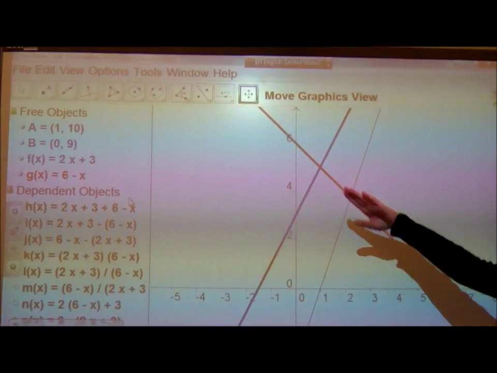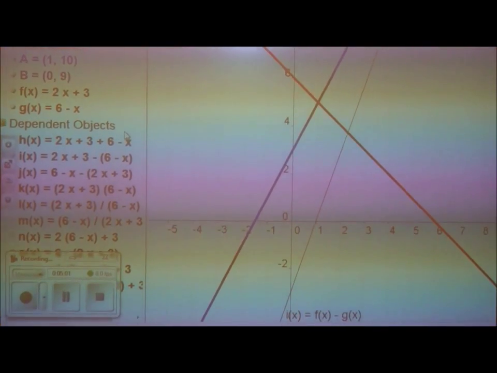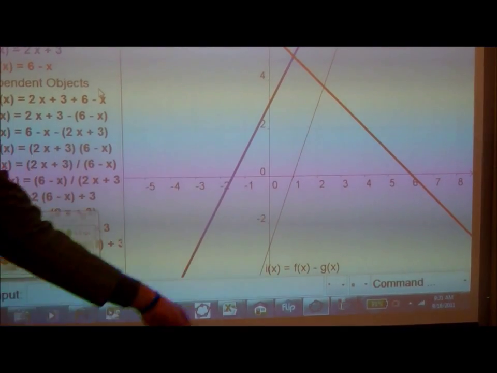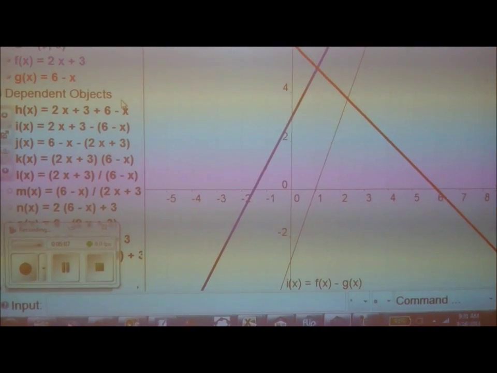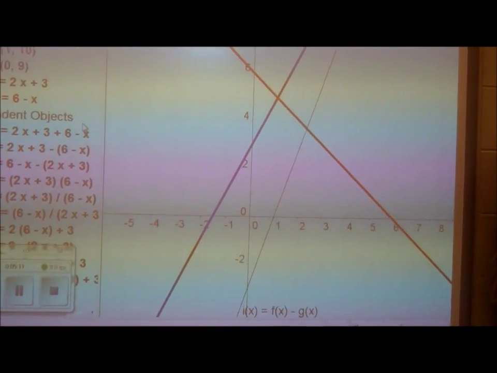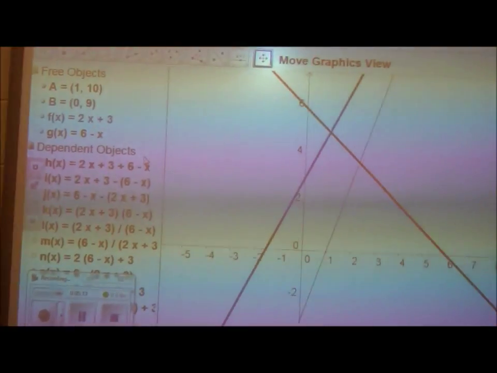It'll look like that. So you put it in coming down. What's the slope of this? Positive or negative? It'll be a negative slope. And what is f of x minus g of x compared to g of x minus f of x? What happens when you switch the subtraction around?